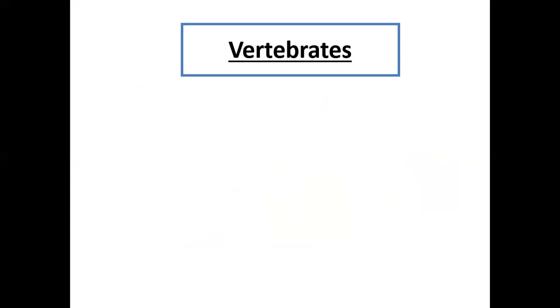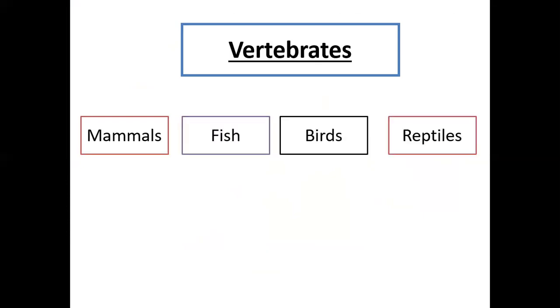We're mainly going to talk about vertebrates, and we classify the vertebrates into 5 groups: mammals, fish, birds, reptiles, and amphibians. As for the mammals, they have specific properties that will put them under the name of mammals.